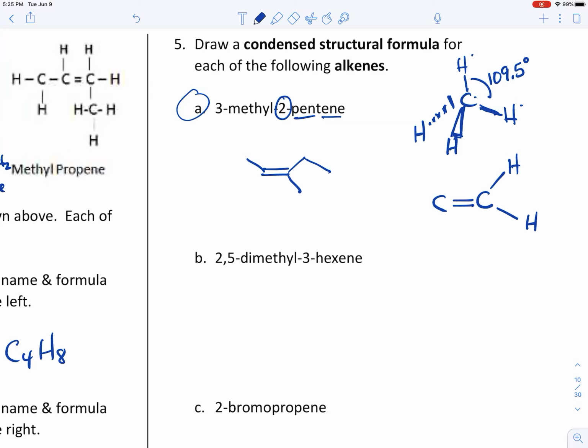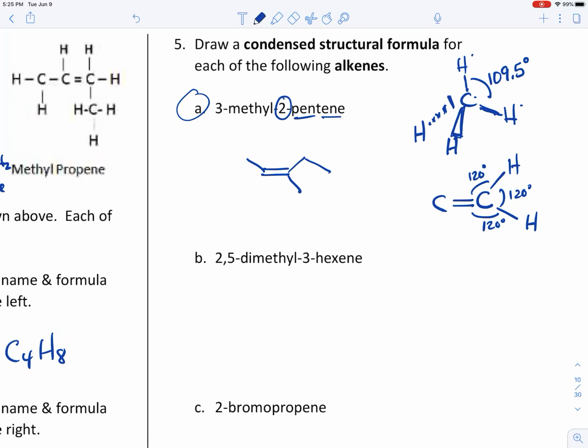And the bond angles are no longer 109.5 degrees. Each of these bond angles is 120 degrees. They're equal, even though I didn't quite sketch it accurately, and they are 120 degrees apart. So that's what happens in an alkene.